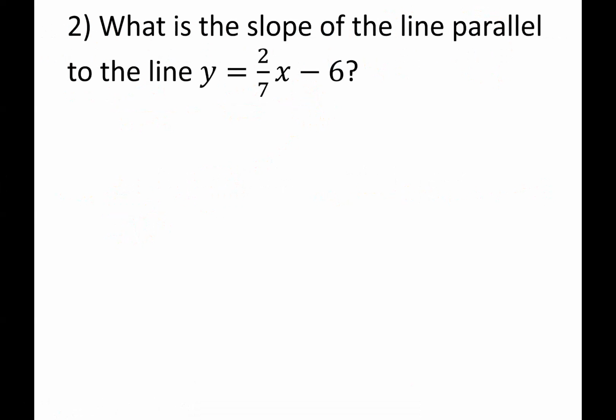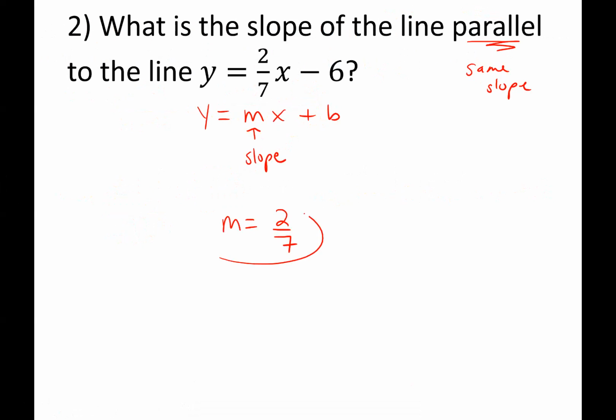On to the next one. What is the slope of the line parallel to this one? Well, what do we know about parallel lines? We know they have the same slope. So if I can figure out the slope for this line, then I'm going to match it. Using y equals mx plus b, where m represents the slope, I can say the slope is going to be 2/7, and because it must be the same, that is the answer.